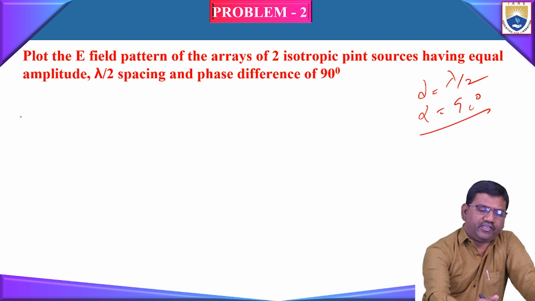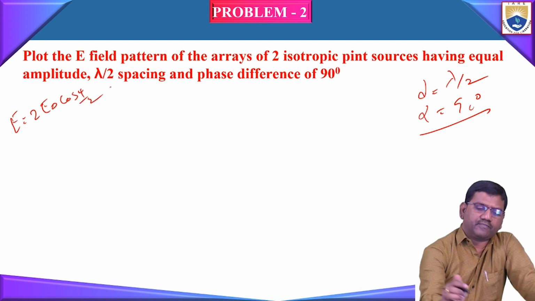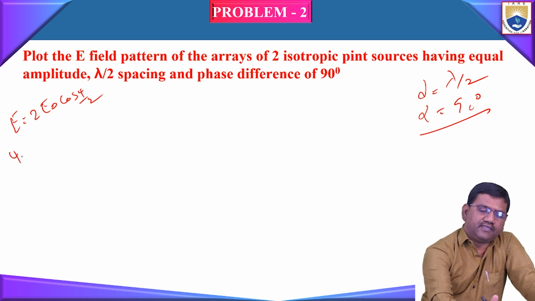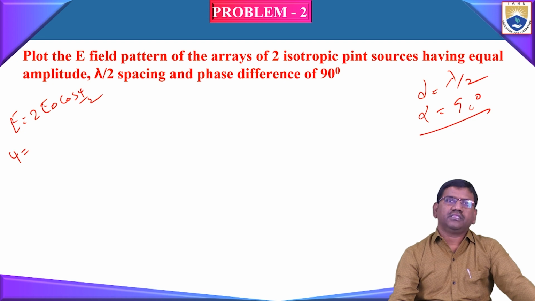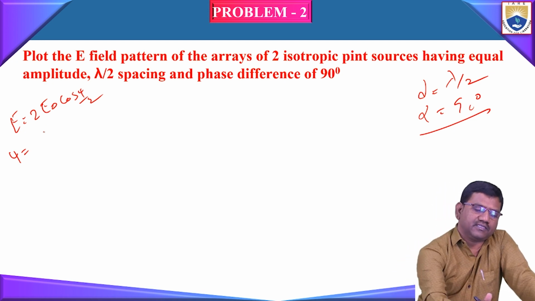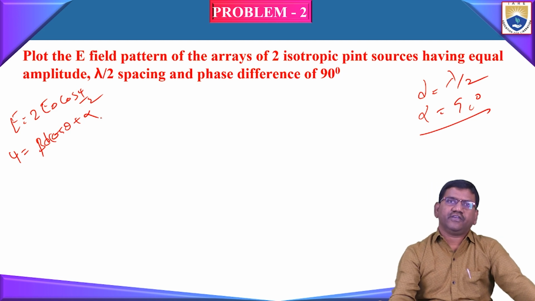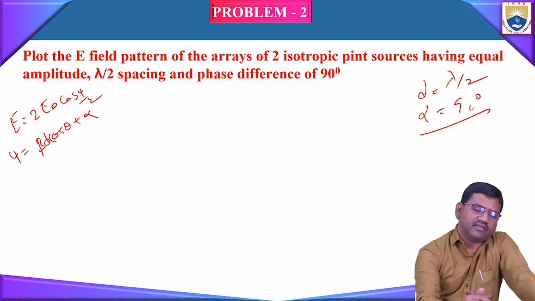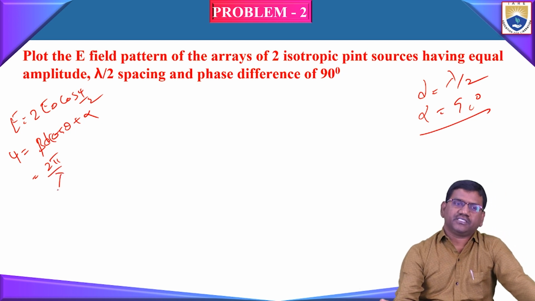Again, we shall take the value of E. E is equal to 2 E naught cos psi by 2, we know. What is psi here? The psi value is the total phase angle of all the elements of an array. Psi is equal to beta d cos theta plus alpha. Alpha is nothing but the phase angle of each individual element of the array. What is beta? It is 2 pi by lambda, the propagation constant.